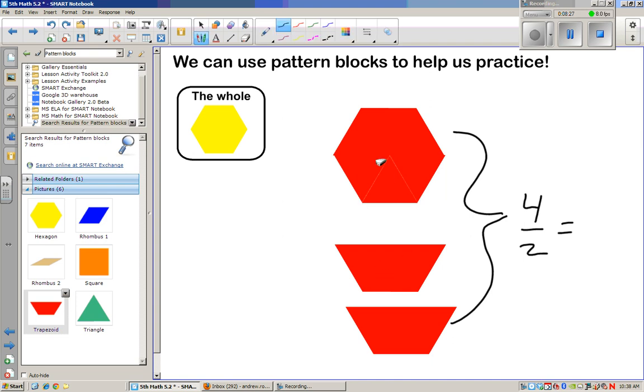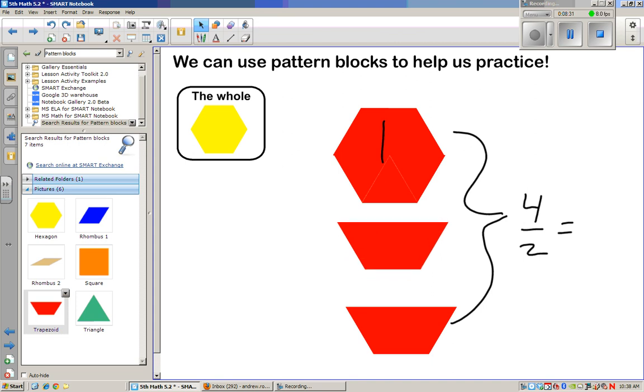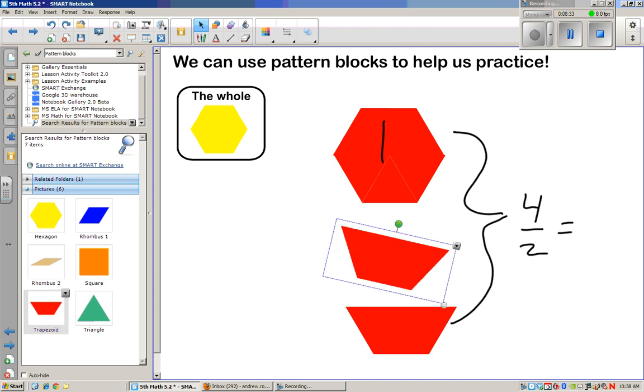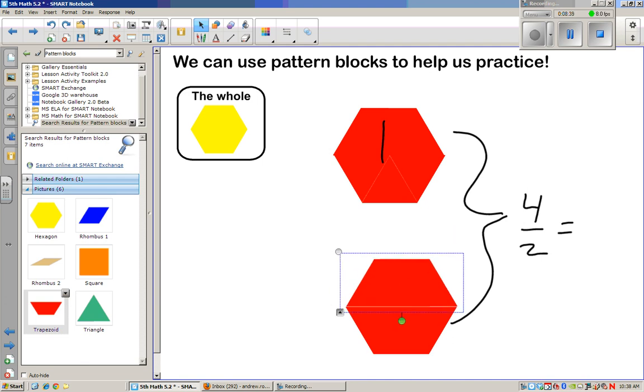And we'll call that one whole. And then I'll move this, and actually I'll rotate it. There we go. And I'll put it together, and I'll call this one whole. And so instead of 4 halves, I can just write 2, because one whole and one whole is 2.